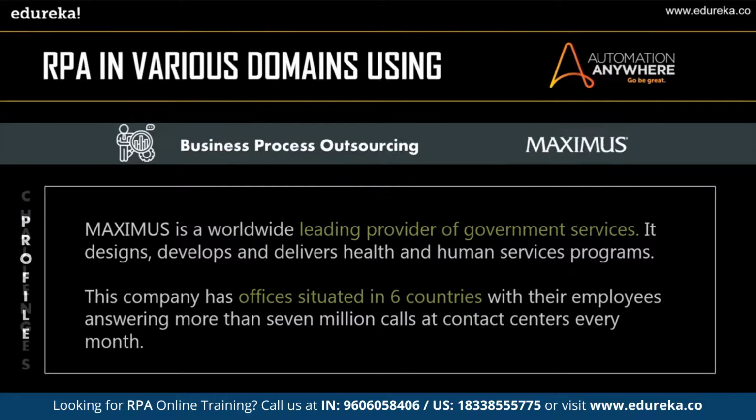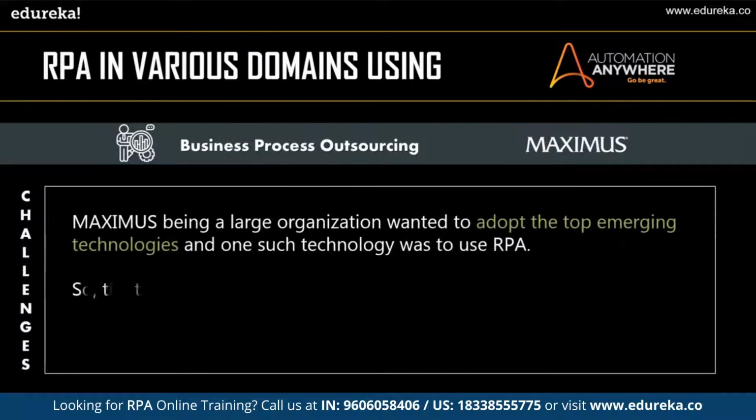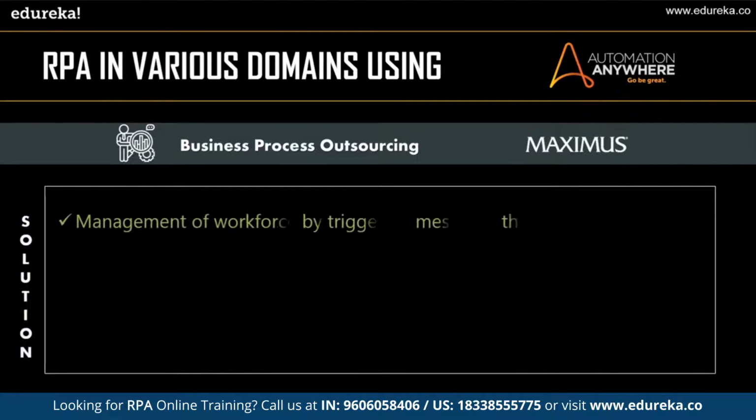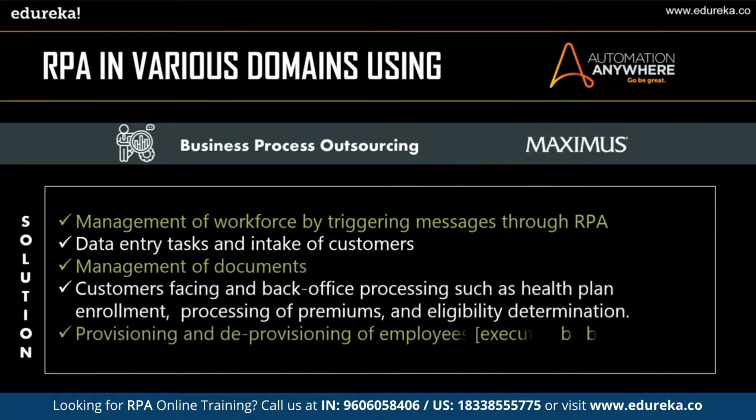Now, Maximus, being one of the large organizations, wanted to adopt the top emerging technologies, and one such technology was to use RPA. So, the team took up the initiative to create a playbook for assessing hundreds of Maximus operations across the globe. So, the solution to Maximus' challenge of using the latest technology such as RPA was the Automation Anywhere platform.